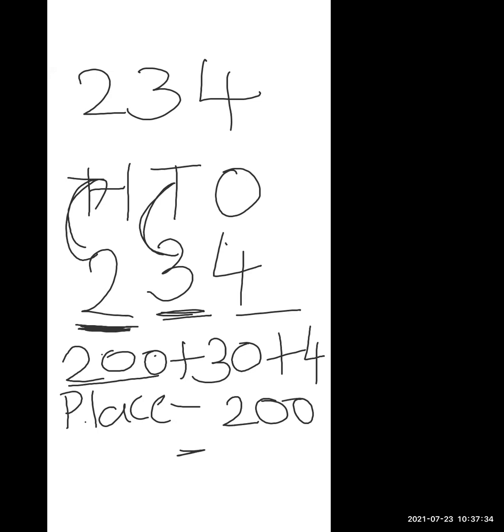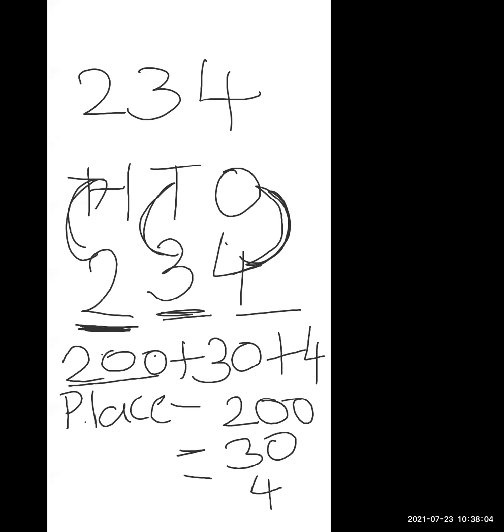3 tens. 3 tens means what do we write? 30. Correct, 3 and 0. What is the place value of the 4? Yes, very good. What is the place of the 4? It's ones. 4 ones. We are going to write the place value of the number as 200 plus 30 plus 4. This is the place value of the number, and this way we are going to expand the number.